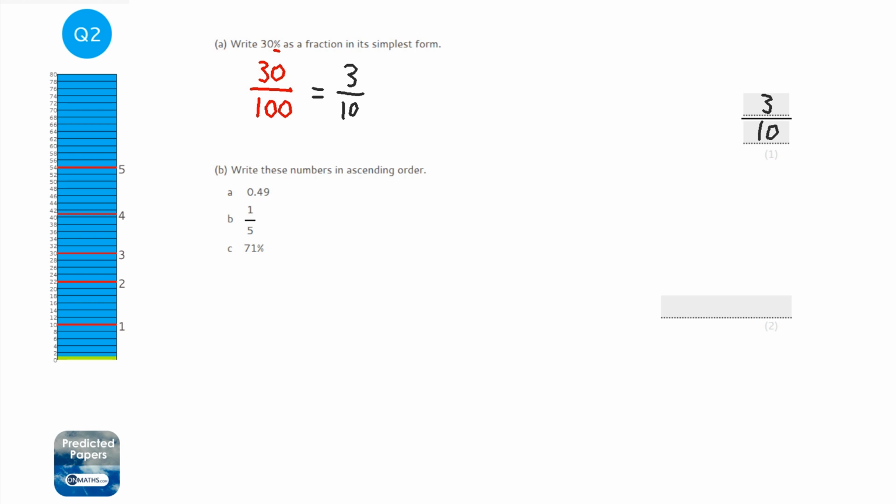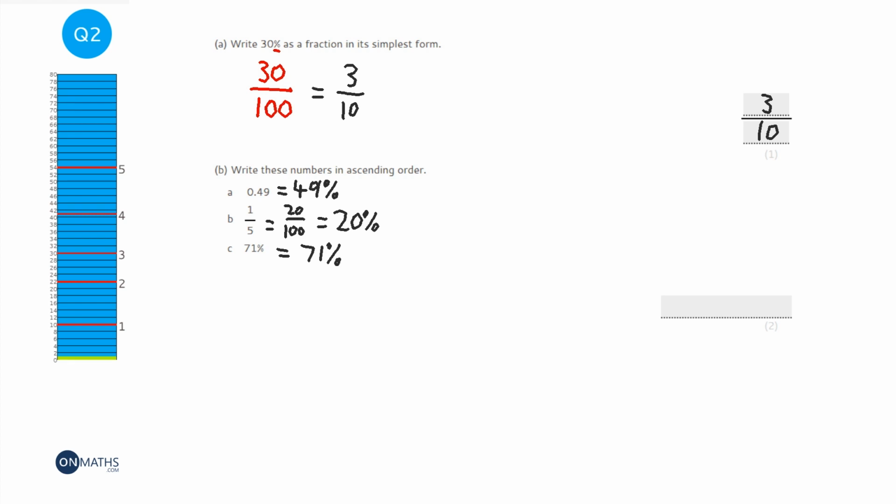Now for this next question, we need to convert these all into the same thing. By far the easiest thing to convert them all into is percentages, so we don't need to do anything with C. For A, all you need to do is times it by 100. Any decimal, you just times by 100, it makes it a percentage. So that's 49%. Now with this one, we make it so that the bottom is 100. So what I'm going to do is times top and bottom by 20. And then as I said in the question A, percent just means per 100. So that's just 20%. And the last one is just 71%, it's already a percentage.